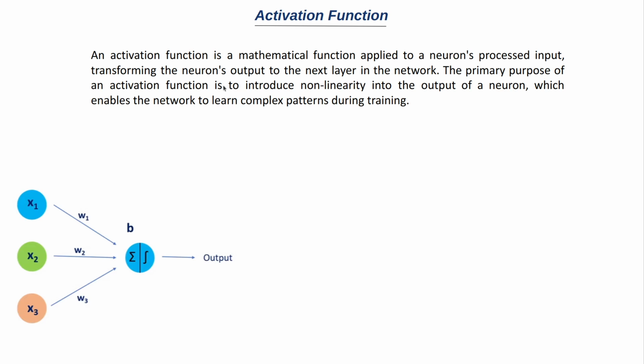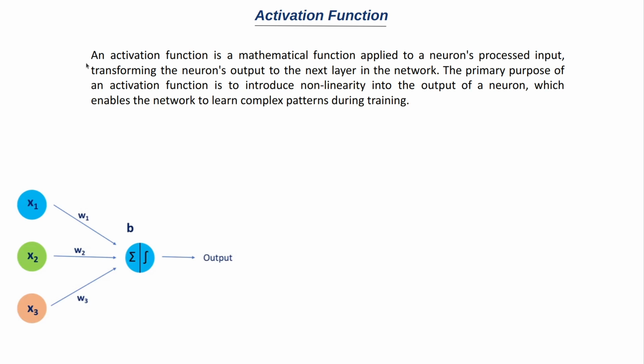The primary purpose of an activation function is to introduce non-linearity into the output of a neuron, which enables the network to learn complex patterns during training. So maybe first we can understand the second part of this definition. The main purpose is to add this non-linearity component to neural networks, so that it enables a network to learn complex patterns during training. This we have seen.